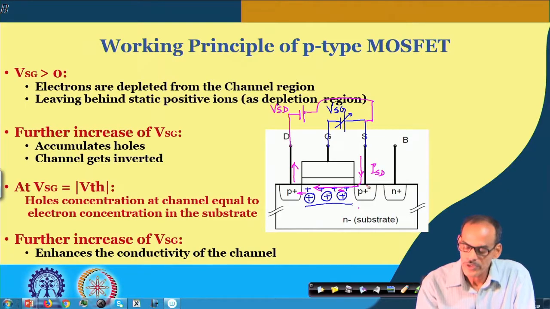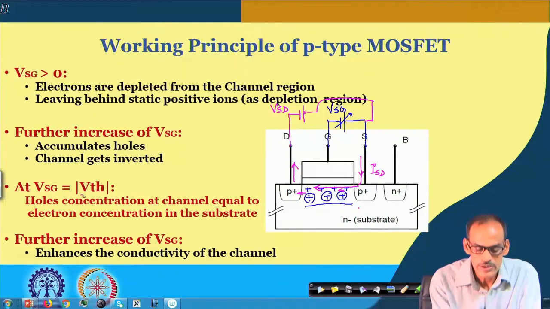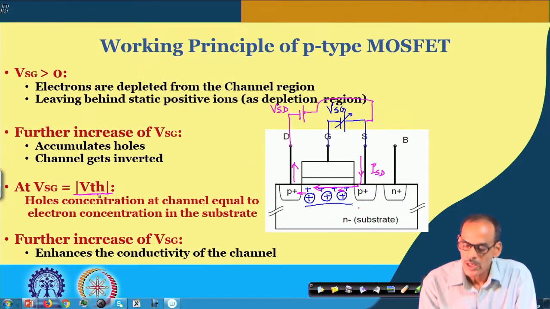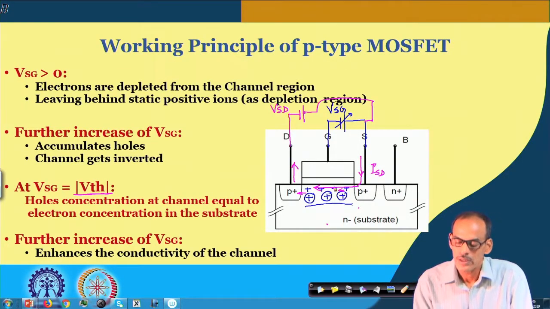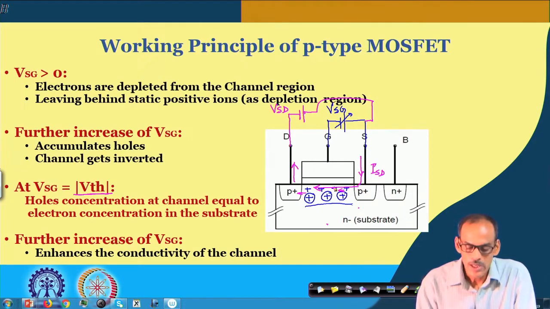Now, before current starts flowing, similar to NMOS, if VSG reaches a critical value called the threshold, and the hole concentration here is exactly equal to the electron concentration deep in the substrate, then we say the surface of the channel got converted from N type to P type, and their concentrations are exactly equal.